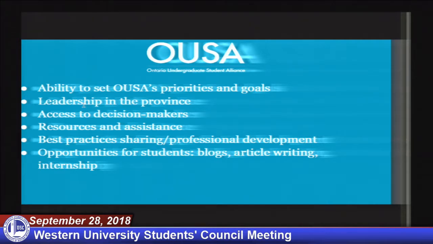Resources and assistance to our home campuses, so particularly Western. If there's information that we need to know on a provincial file, we have our research and policy analysts who are able to provide that to us. Best practice sharing and professional development through things like our General Assembly and different opportunities that we provide to students, like our blogs, article writing, and we hire a summer intern every year.